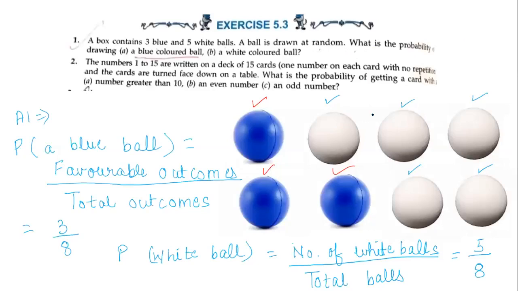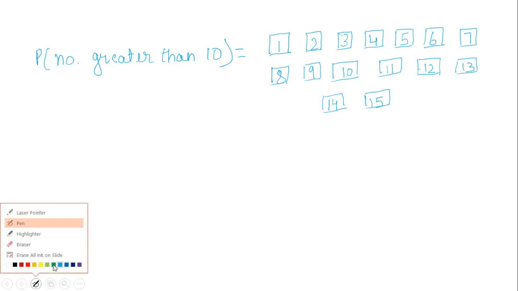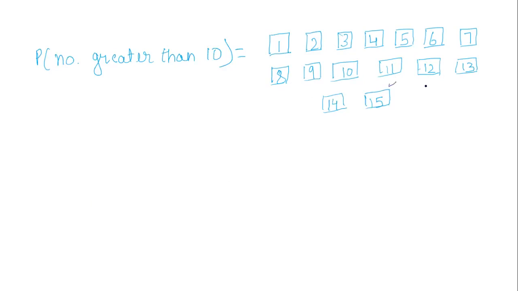Now see what we have. Probability of a number greater than 10. Probability of drawing a card with a number greater than 10. How many cards have a number greater than 10? Have a look. How many cards have a number greater than 10? See, 1, 2, 3, 4, 5.